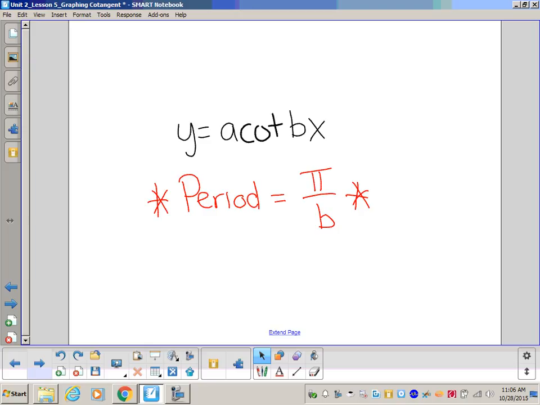So sine and cosine have a period of 2 pi over b. Tangent and cotangent have a period of pi over b. Is there a reason for that? There is.